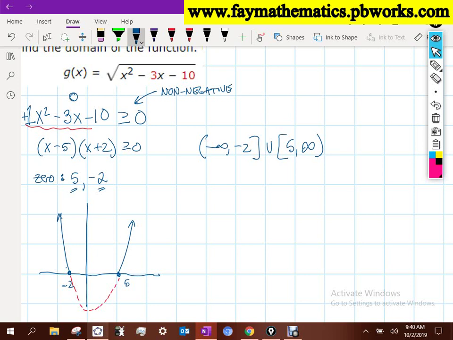If I choose anything outside there, it would be numbers like 0, right? 0 has been kicked out. If I plug 0 in, don't I get negative 10? Is negative 10 greater than or equal to 0? No, that's why I can't choose it. That's why 0 does not show up as part of my domain.